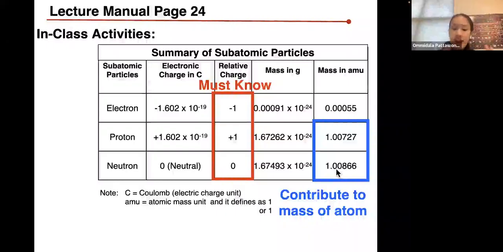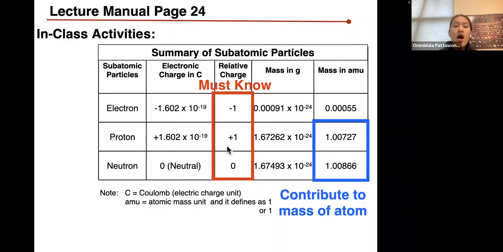So when we talk about the mass of an atom, we are only going to focus on the number of protons and the number of neutrons. We will not look at the electrons, because electrons are almost 2,000 times lighter than protons and neutrons. Note that for neutral atoms, the number of protons and the number of electrons have to be the same, in order for the charges to cancel each other out. So the overall charge of a neutral atom will end up equal to 0.